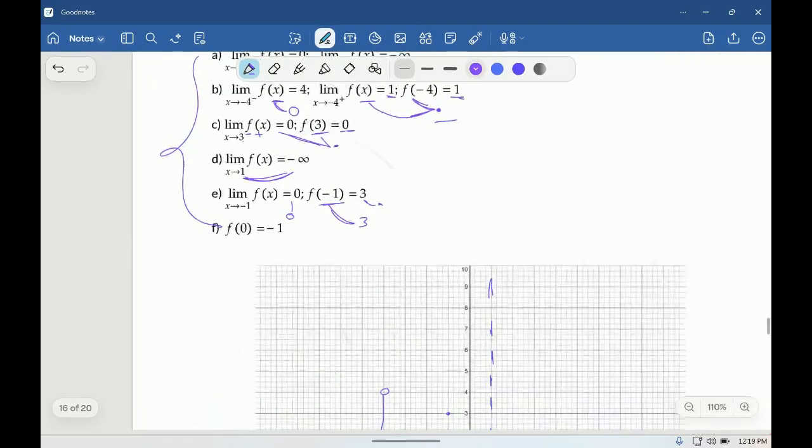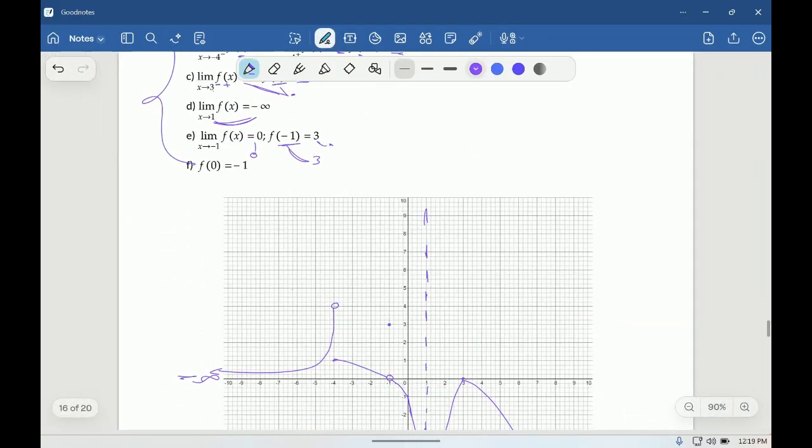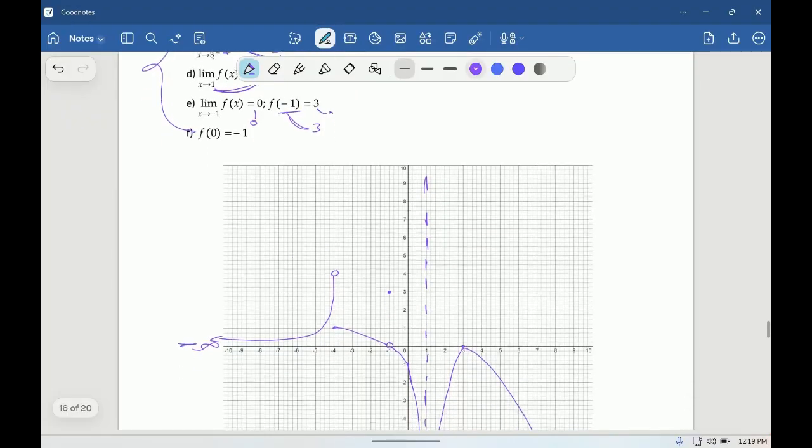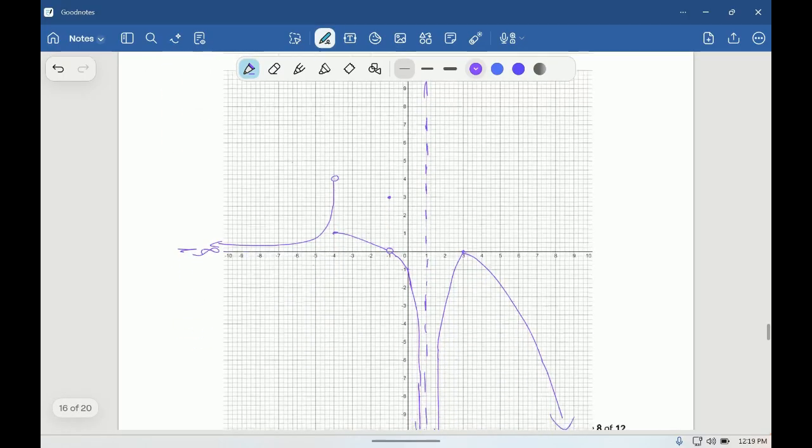So starting out, plot the points out and then combine and incorporate every property into every other property so you can get the limits.